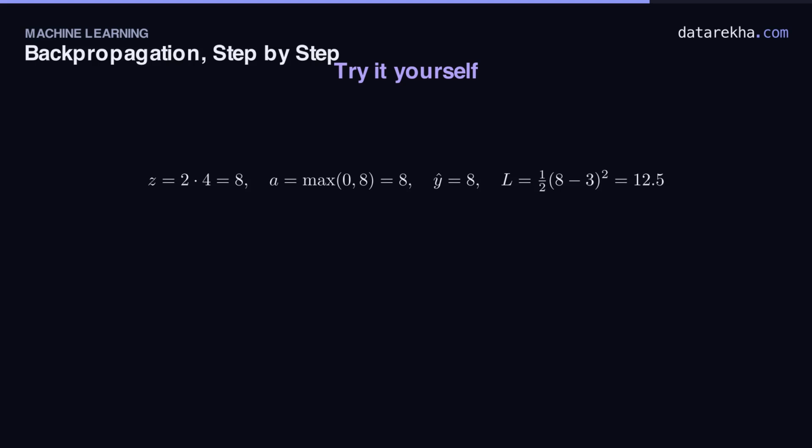Forward pass. z is 2 times 4, 8. ReLU of 8 is 8, since it's positive, so a and y hat are both 8. The loss is 1/2 of (8 minus 3) squared, 1/2 of 25, 12.5.